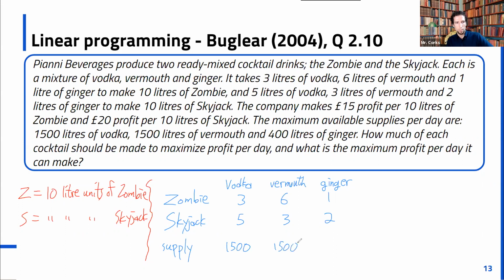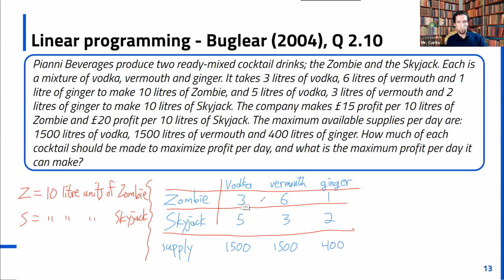For vermouth, it's the same thing. And ginger, 400. Okay, so you, again, might be wondering why we're doing this. We're just making a little table to represent all the different parts. Just take the words and turn them into some kind of data like this. Oh, we don't need vertical. So there is our setup here.